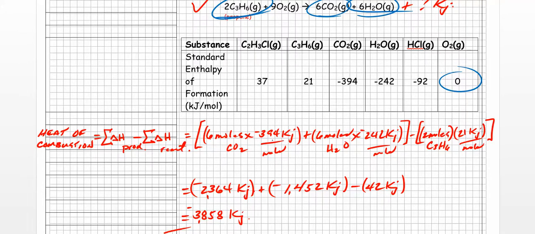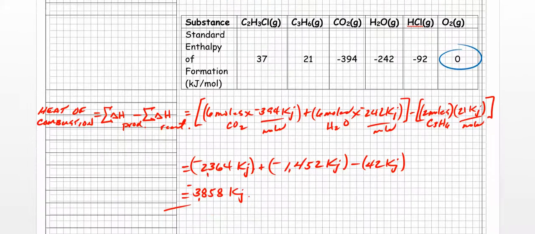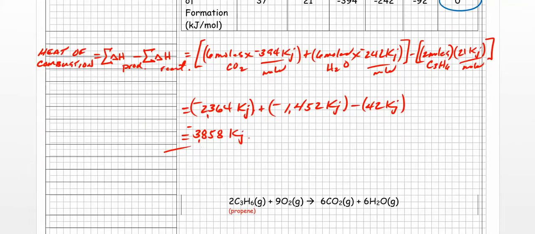We've got 6 times minus 394. When I do that on my calculator, I get, and check me on this, minus 2,364 kilojoules. Plus, now let's do 6 times minus 242. I get minus 1,452 kilojoules. Now let's subtract that 2 times 21, 42 kilojoules from the propene. And when I put all this together, what I get as my final calculation is minus 3,858 kilojoules of heat. Okay?